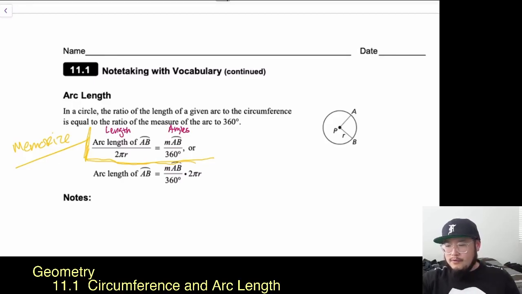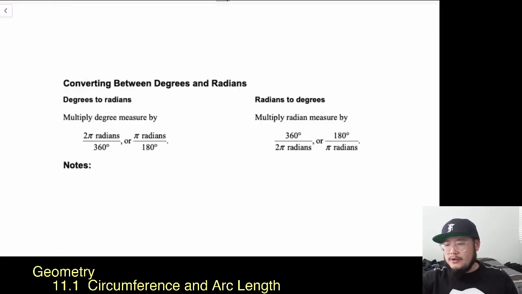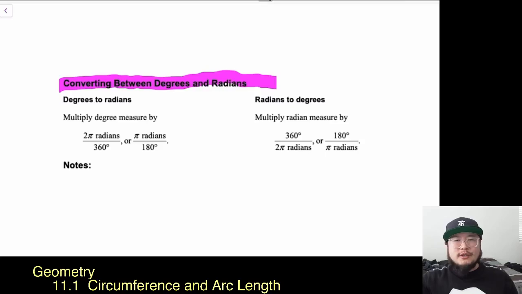Before we get to working on some problems right here, let's take a look at this next piece. Converting between degrees and radians. So remember, I talked to you earlier, I said, hey, if you think about temperature, Fahrenheit, Celsius, they mean the same thing, it's just there's a conversion from one to the other. To go from degrees to radians, what you will do is take whatever the degree is and multiply it by 2 pi radians over 360. Or you can multiply it by pi over 180.